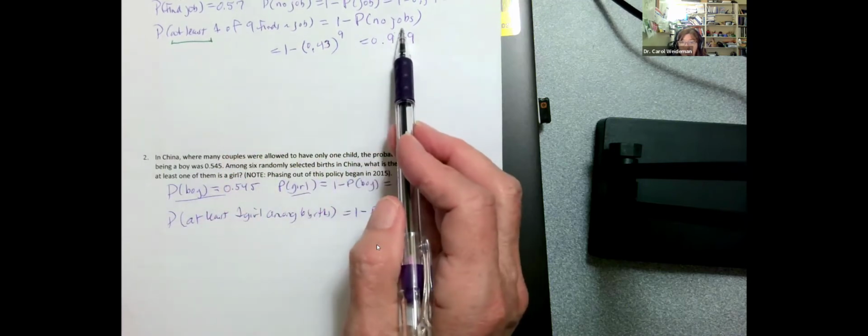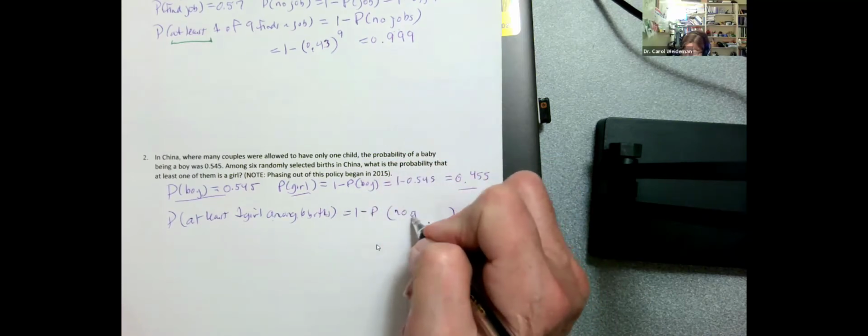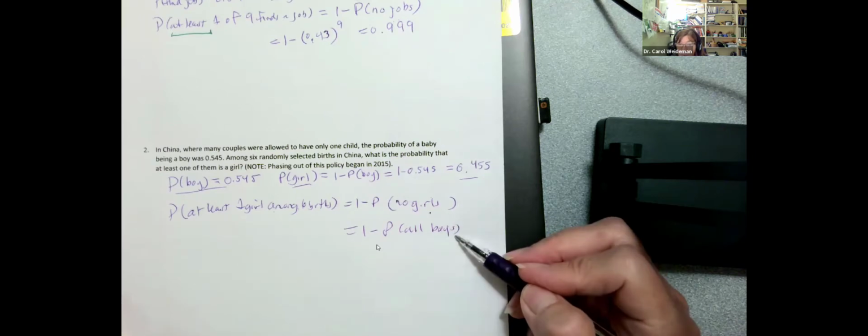So this is at least one of 9 finds a job. The complement was none of them find a job. At least one girl among 6 births. The complementary event would be? Boy. Right, no girls or all boys. No girls, or same thing as 1 minus the probability of all boys. That's the same thing, right? If there's no girls, that means they're all boys.